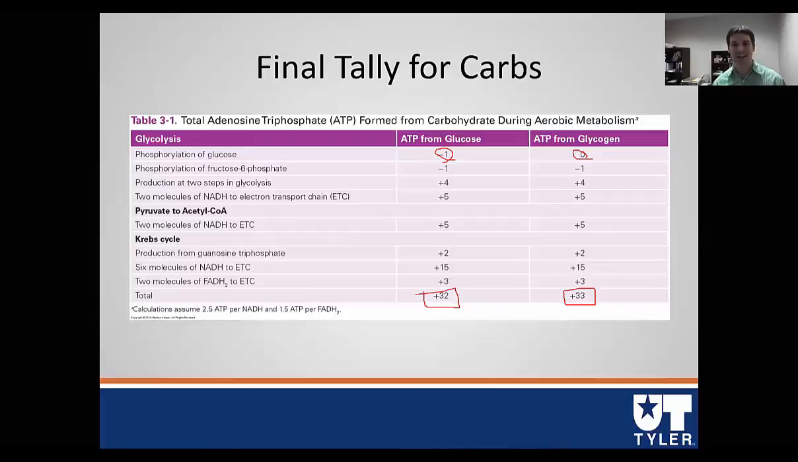That ends the carb lecture. We're going to jump into lipids in the next section.